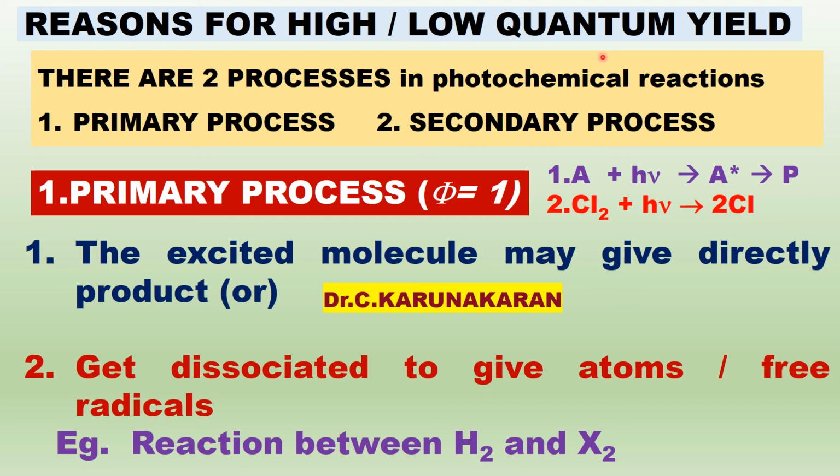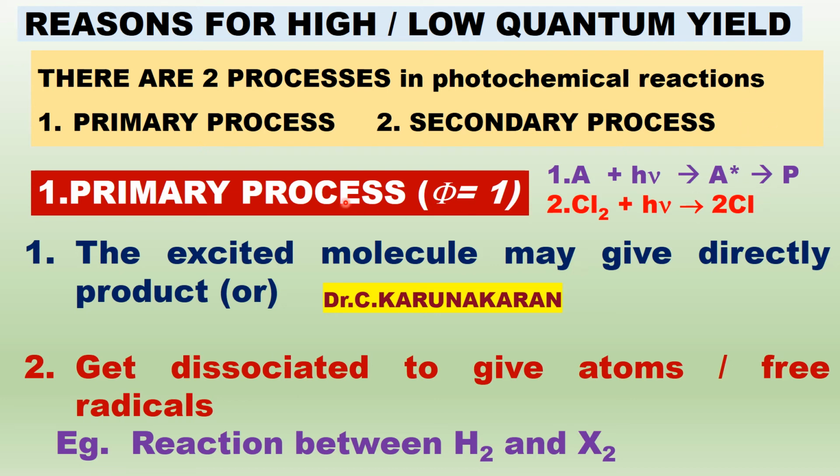One photon is absorbed, one molecule reacts, then phi equals 1. Now, what are the reasons for high and low quantum yield? There are two processes taking place during photochemical reactions. One is the primary process. If only the primary process takes place, then phi equals 1. If a secondary process takes place, for example, chain reaction, exothermic process, or endothermic process, then the quantum yield for the photochemical reactions is either high or low.